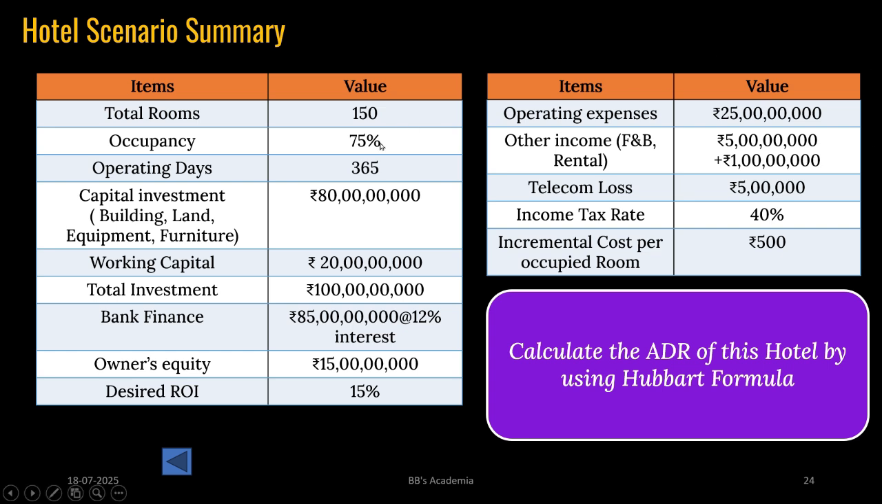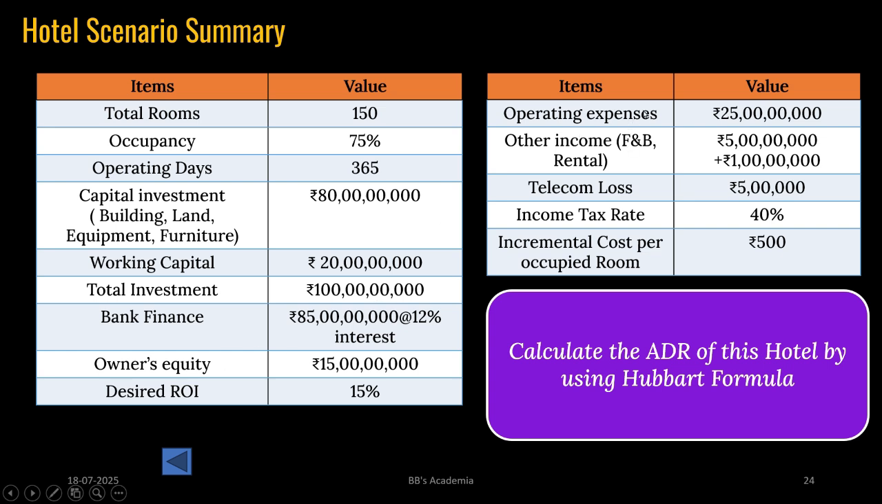So once again, the hotel has 150 rooms, occupancy is 75%, operating days is 365, it is operating throughout the year. Capital investment on building, land, equipment and furniture is 80 crores rupees. Working capital is 20 crores rupees and total investment is then 100 crores. Bank financing is 85 crores and against that you have to give 12% interest to the bank. Owner's equity is 15 crores. Against that, the return on investment will be 15%, so 15% on 15 crores will be given to owners.